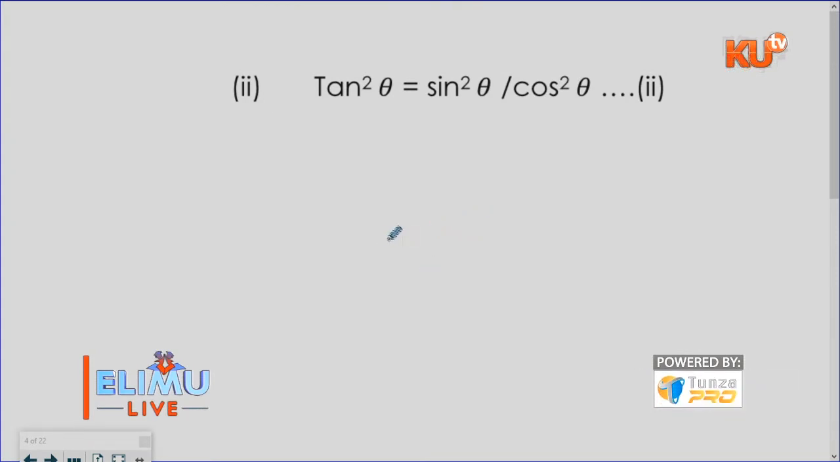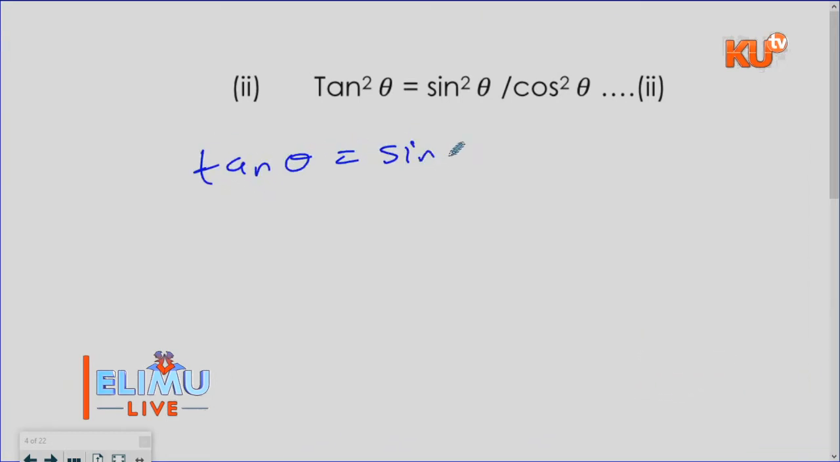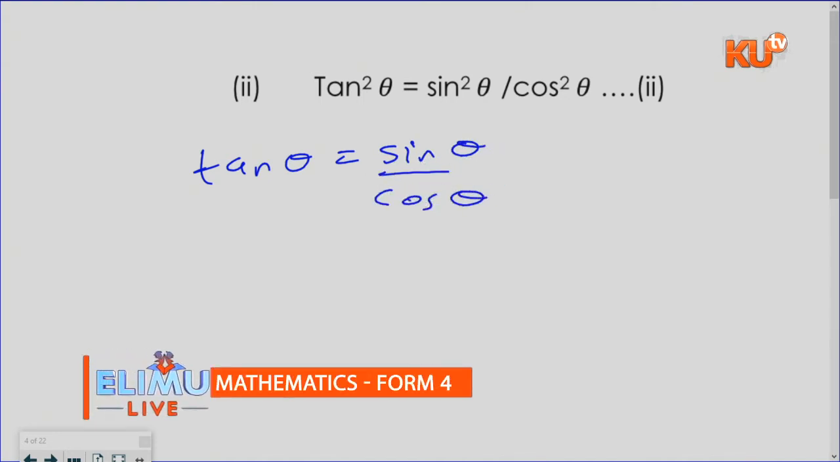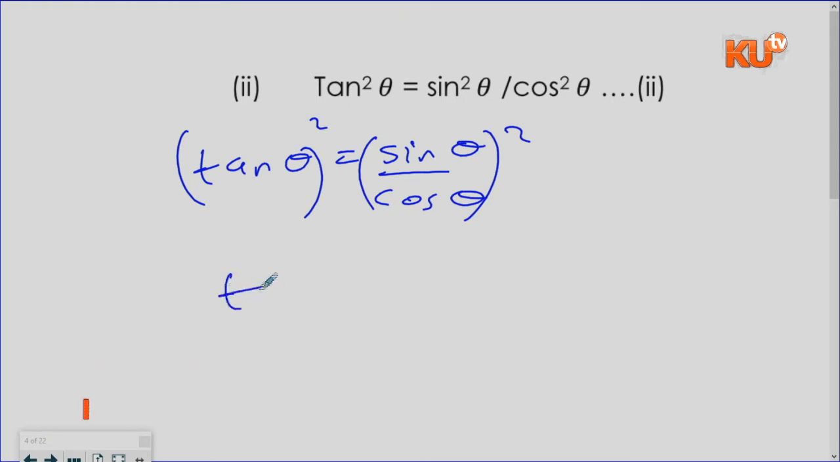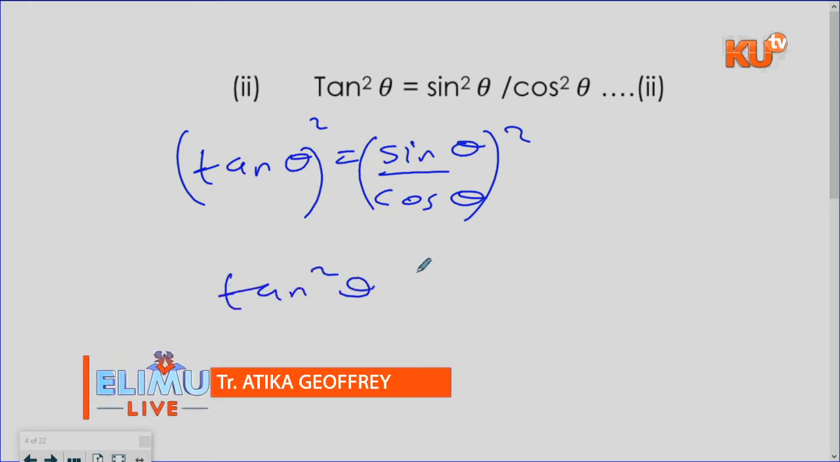You did this in Form 2, where you said tan theta is equal to sine theta over cos theta. So in Form 4, what we are only adding is that we are squaring this. You square both sides, and you'll end up having tan squared theta is equal to sine squared theta over cos squared theta. So we shall just be playing around with these two identities, learner. Make sure you remember these identities.